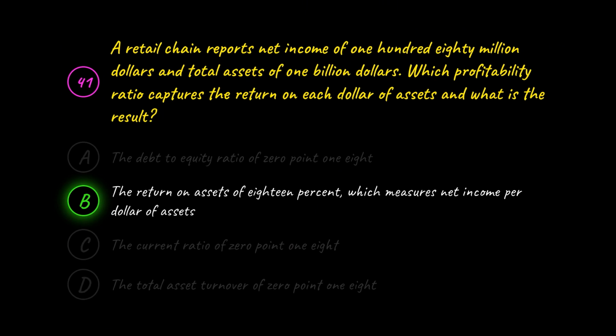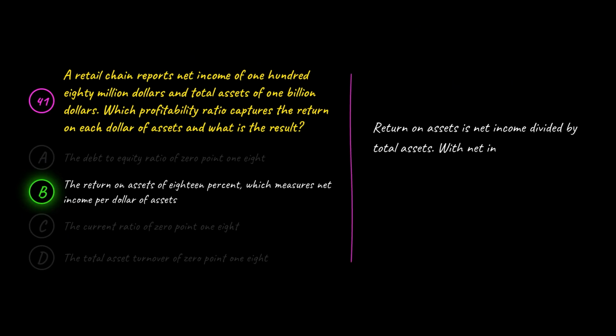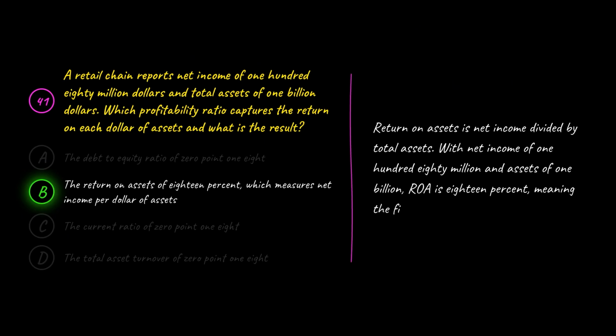The correct answer is B. The return on assets of 18%, which measures net income per dollar of assets. B is correct because return on assets is net income divided by total assets. With net income of $180 million and assets of $1 billion, ROA is 18%, meaning the firm earns 18 cents of profit per dollar of assets.